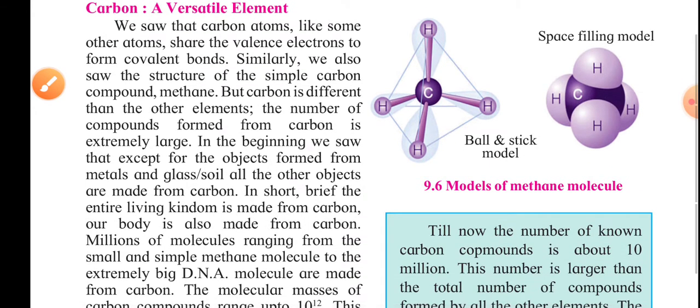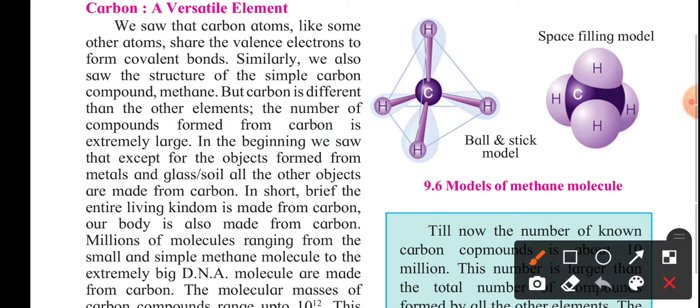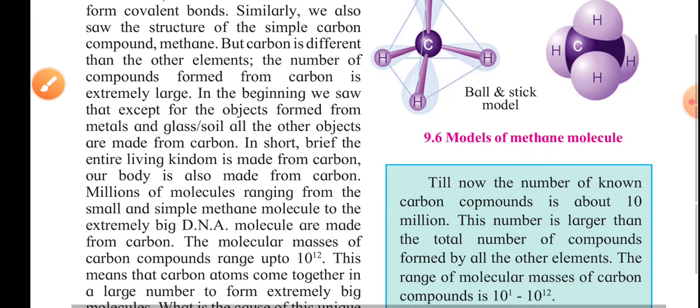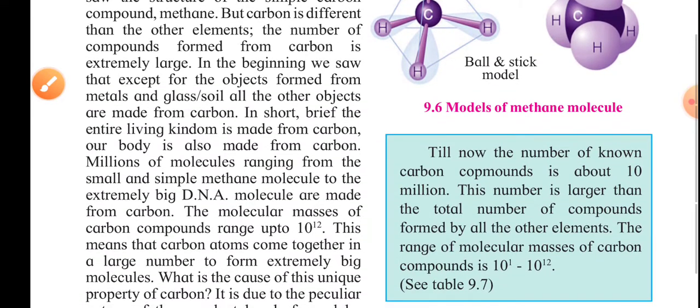Now why is it called the versatile element? Like some other atoms, carbon shares valence electrons to form covalent bonds. Similarly, we also saw the structure of the simple carbon compound methane, but carbon is different from other elements. The number of compounds formed from carbon is extremely large. It forms a very large number of compounds. It is not only one or two or three, it makes a huge list of carbon compounds.